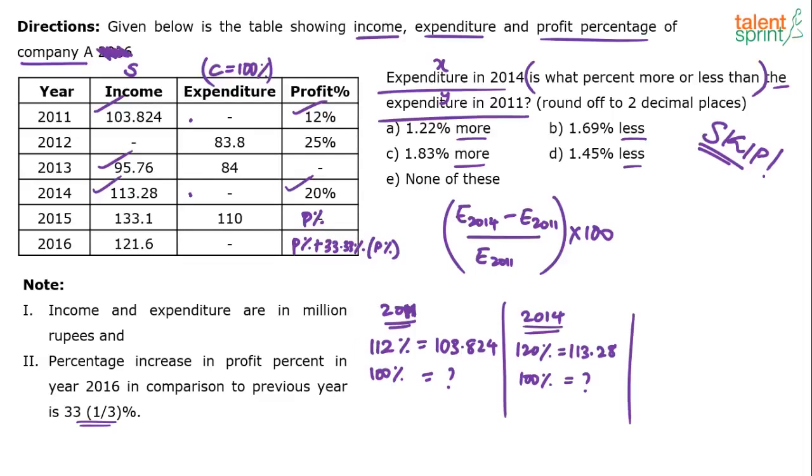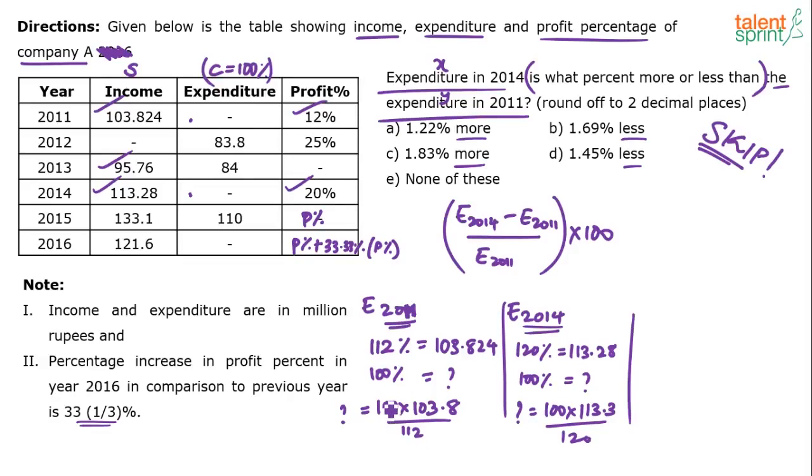You have to do all these calculations. This will give you expenditure of 2011. This is the calculation for expenditure of 2014. Substitute back. So this is like 100 into 103.824. Let me do an approximate calculation, right? 103.824 can be taken as 103.8 divided by 112. How about this one? 100 into 113.28 can be taken as 113.3 divided by 120. Simplify now.